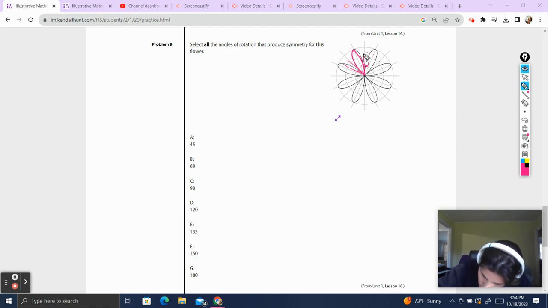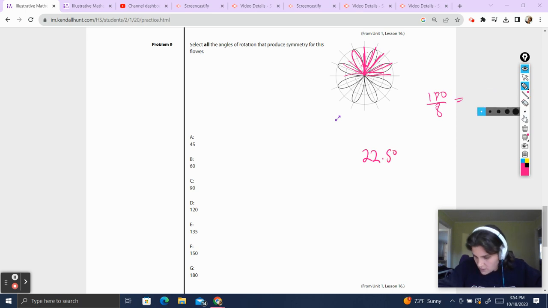1, 2, 3, 4, 5. So each 90-degree segment is split into 4 parts. So there is 8, so it's 180 divided by 8, which we're going to go ahead and figure out with our handy-dandy calculator to determine the exact angle of rotational symmetry here. So 180 divided by 8 is 22.5 degrees. So it takes 22.5 degrees to rotate one petal to the next petal.